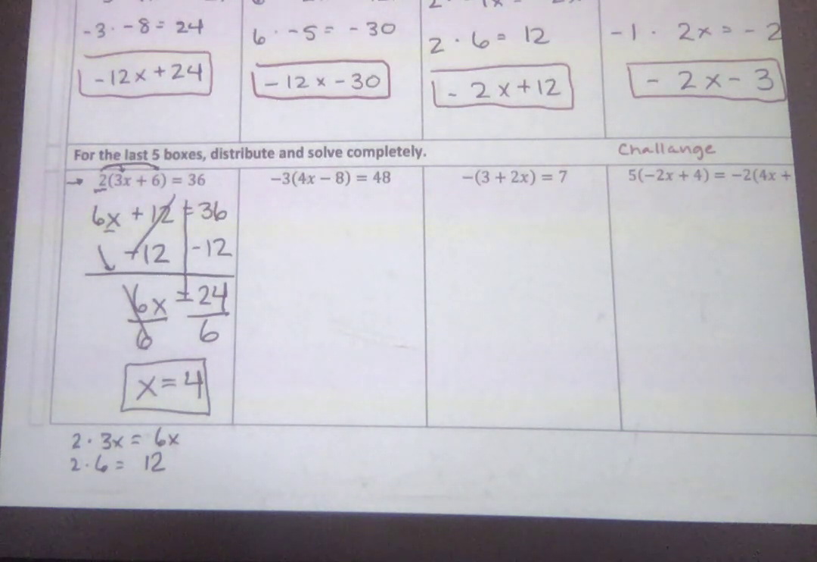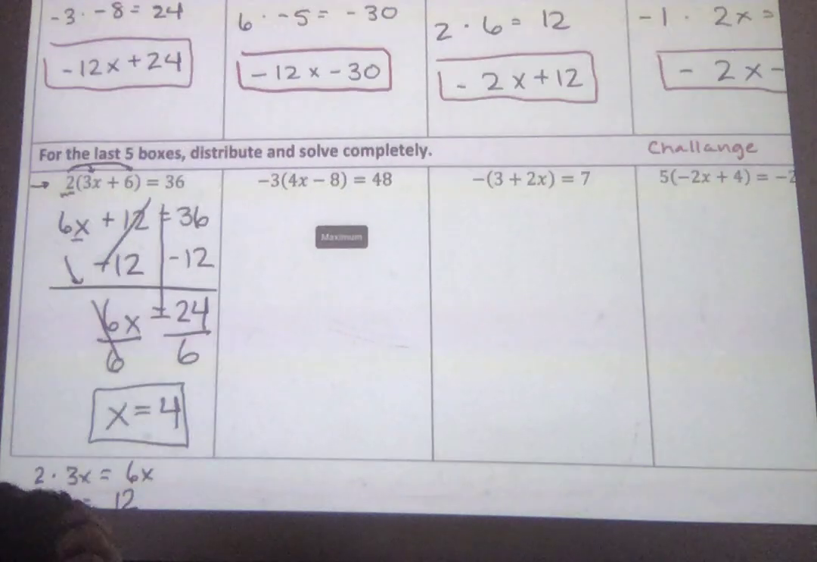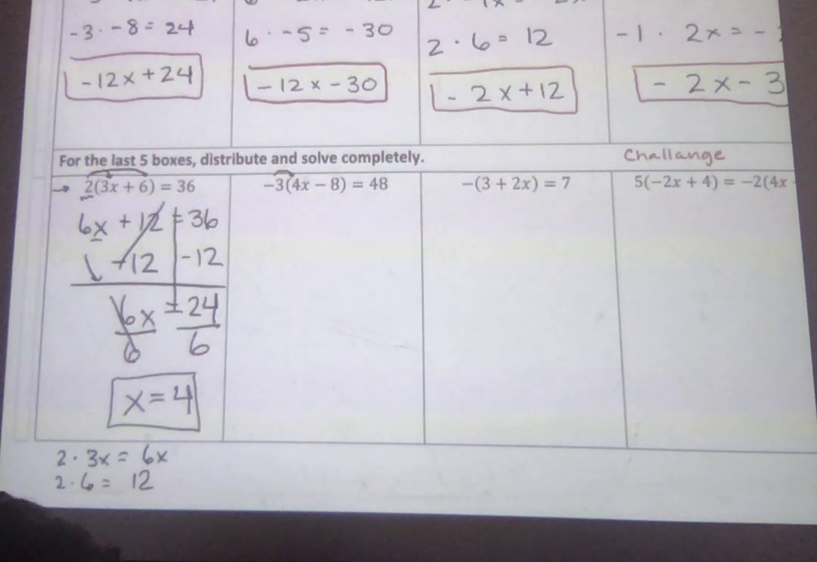Let's see if this is going to work. All right, so let's jump ahead to the next one. Again, it's distribution. This time we have a -3 out front. I'm going to distribute that -3 to both my 4x and my -8. So first I'm going to take -3 times 4x. -3 times 4 is -12, and I have to bring my x with it. So I'm going to have -12x.